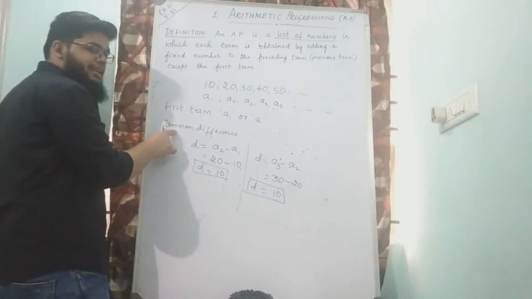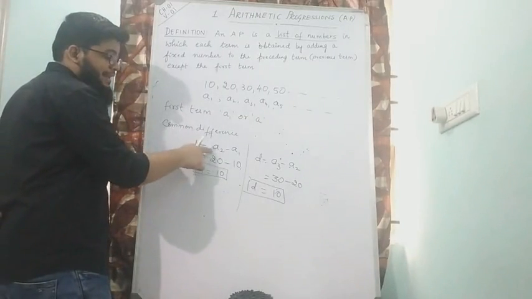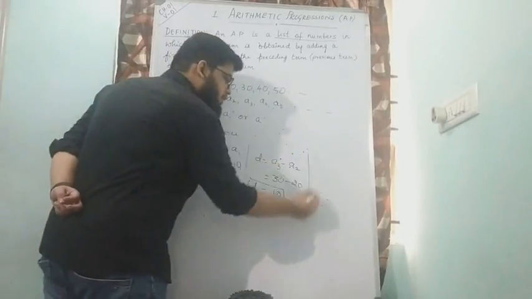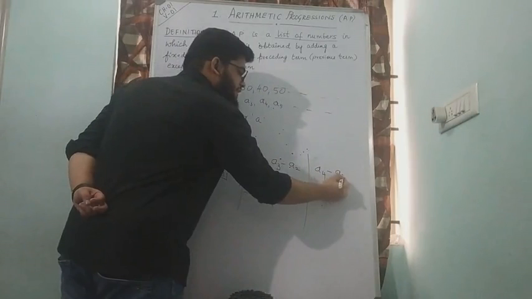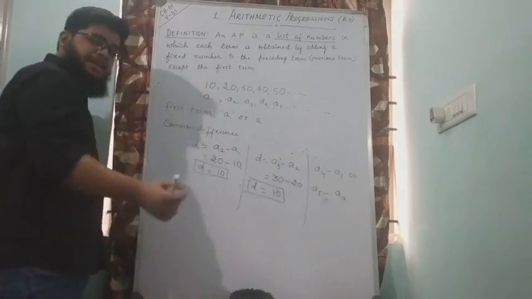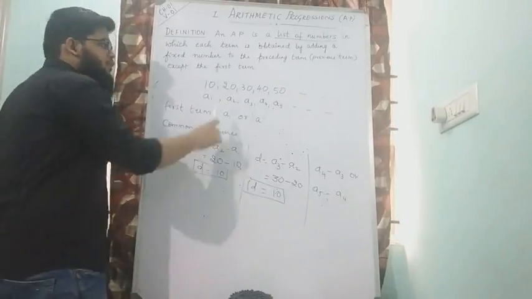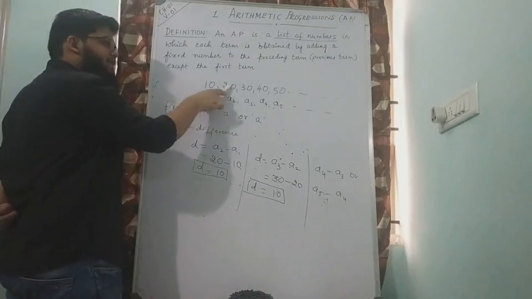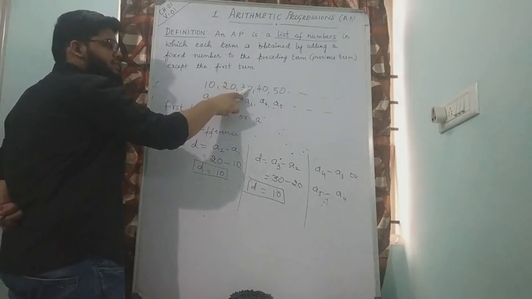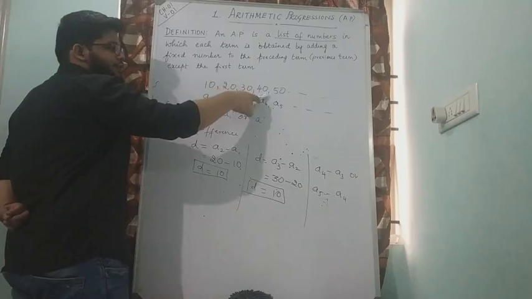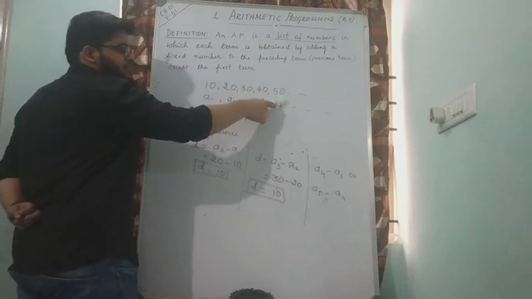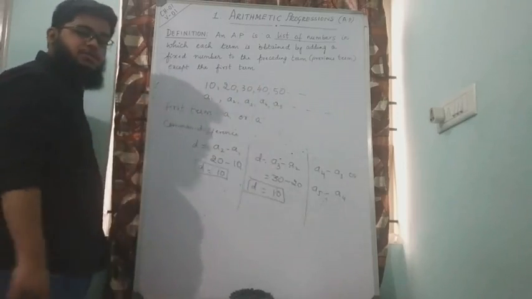So basically you can find the common difference by not only writing A2 minus A1; you can also write it as A3 minus A2, or A4 minus A3, or A5 minus A4. In very simple terms, you can always take any term minus the previous term. If you take the third term, it will always be third term minus second term. If you take the fourth term, it will be fourth term minus third term. If you take the fifth term, it's going to be fifth term minus fourth term.